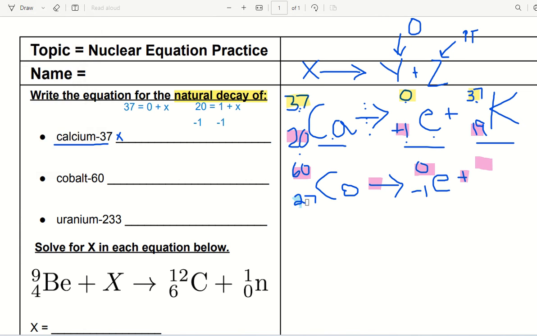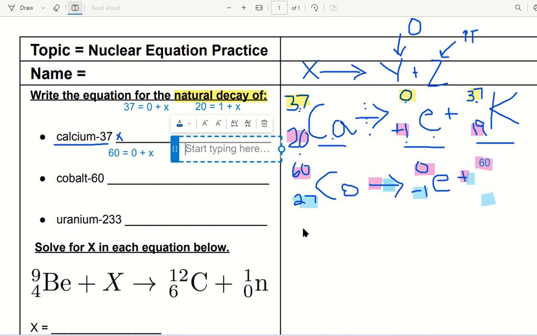Kind of the same thing. Bottom number plus bottom number equals bottom number plus missing bottom number. All right, so let's type it out so that makes sense. So for the top, 60 equals, right, for the arrow, 0 plus x. Obviously, it is 60. All right, let's figure out the bottom. 27 equals -1 plus x.